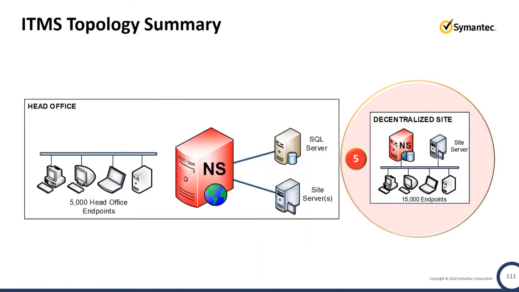And the last one is decentralized. So yes, we have a major notification server implementation, but for whatever reason, you can't have any of the data going over to the parent. Right? It's totally decentralized. It's in one place. So in this case, it's pretty obvious. You would have a notification server that manages this 15,000 endpoint implementation with site services to offset the load.